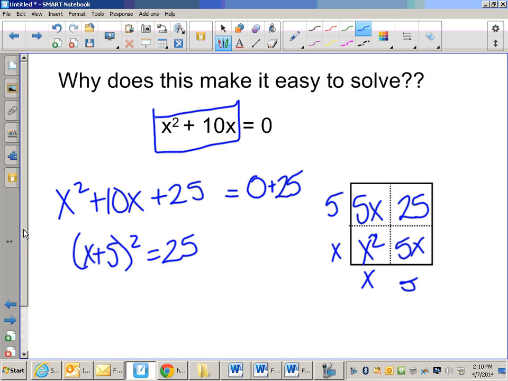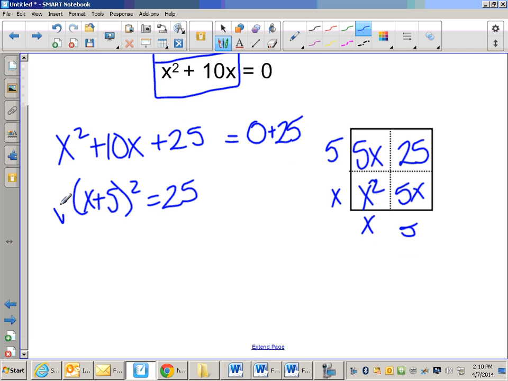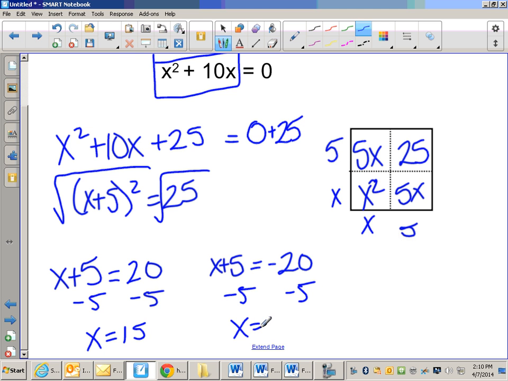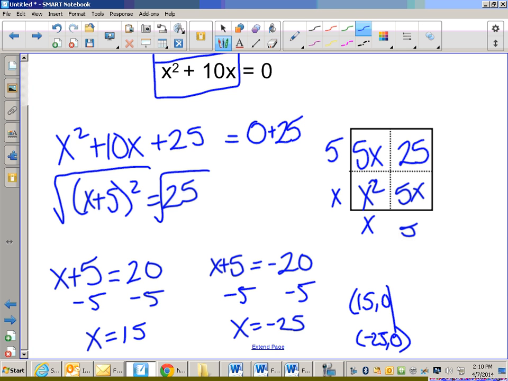Well, now this is really easy to solve. This is solving by undoing. You square root both sides. You have x plus 5 is going to equal a positive 20, and x plus 5 is going to equal a negative 20, and then you just subtract 5 from both sides. So you get the solutions 15 comma 0 and negative 25 comma 0. Okay, so hopefully that makes a little bit of sense. The idea is we want to solve by undoing.